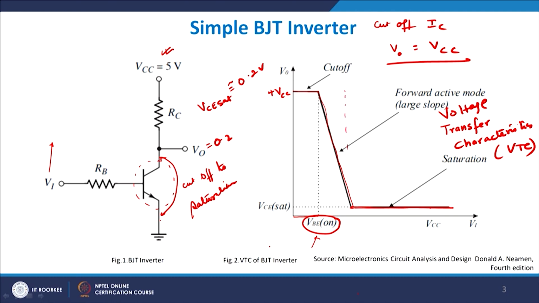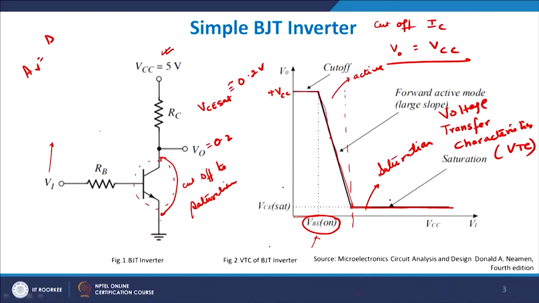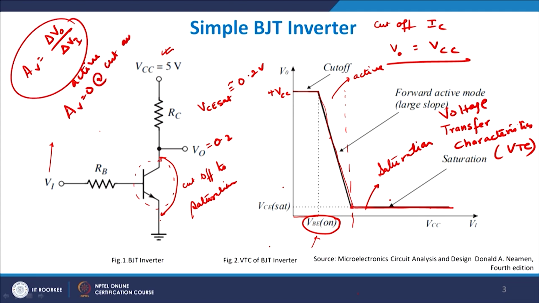So this region is defined as my active region, and this region is defined as my saturation region. So I have the cutoff region, active region and saturation region. The active region is where the voltage V0 is a function of Vi, and therefore there is a finite voltage gain AV, because AV is defined as delta V0 over delta Vi. Therefore I will have a finite gain in the active region, but I will have AV equal to 0 at cutoff and saturation. At these two places my voltage gain will be 0.